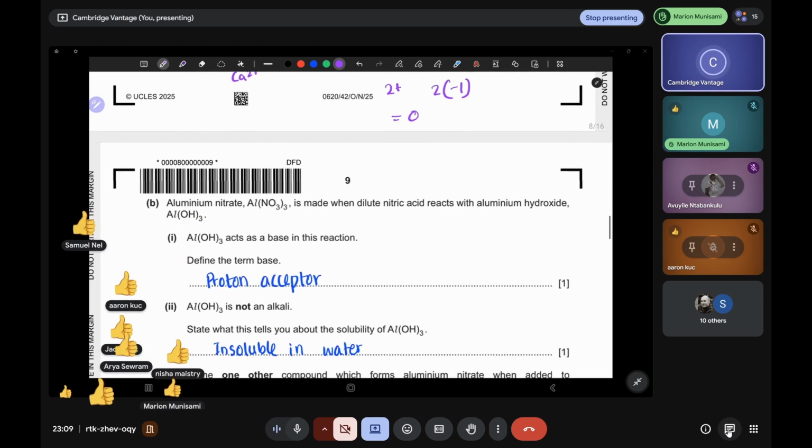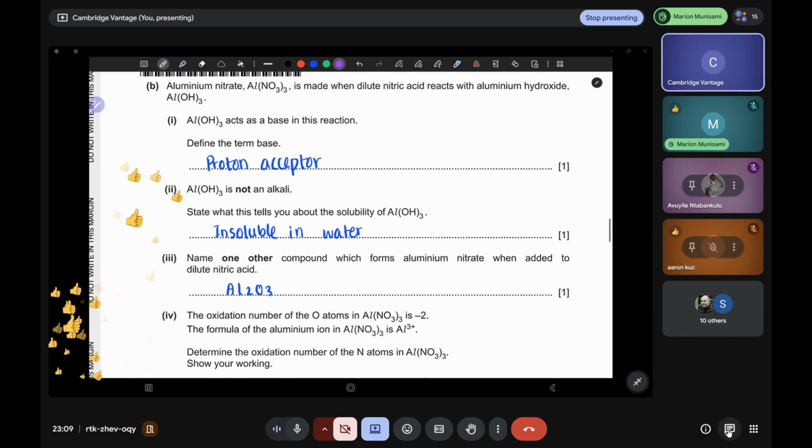All right, thank you very much. And then we move to part B. What does part B say? Aluminum nitrate is made when dilute nitric acid reacts with aluminum hydroxide, Al(OH)3. Al(OH)3 acts as a base in this reaction. Define the term base. All you have to do is just write down proton acceptor. Acids are proton donors, bases are proton acceptors.